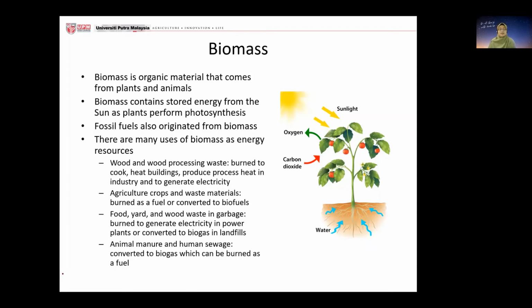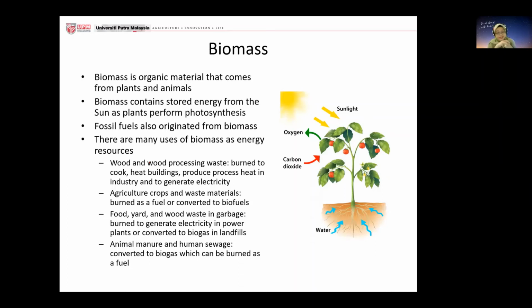Basically, this is a very general, brief look at biomass. There are many uses of biomass as an energy resource. Going briefly here, you can have wood and wood processing waste, which is burned for a source of heat, or you can use that to generate electricity, of course. You have agricultural crops, or agricultural waste, and that also can be burned or converted into biofuels.